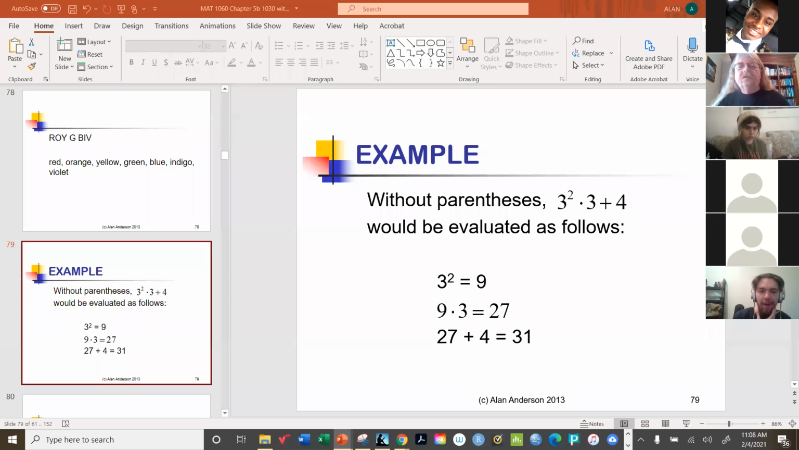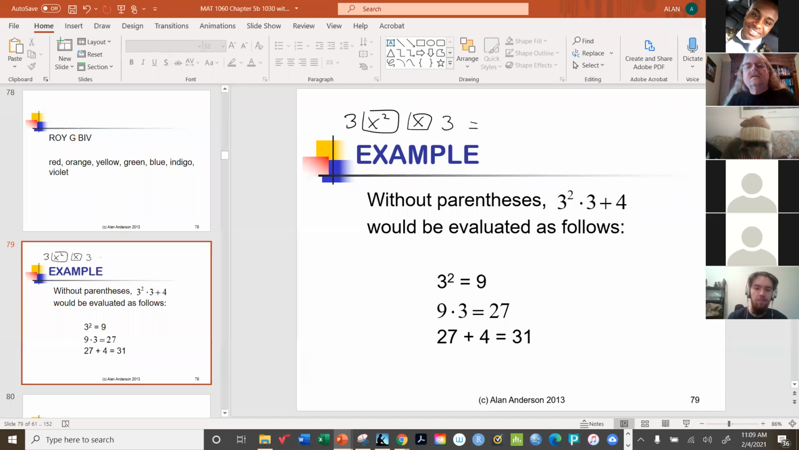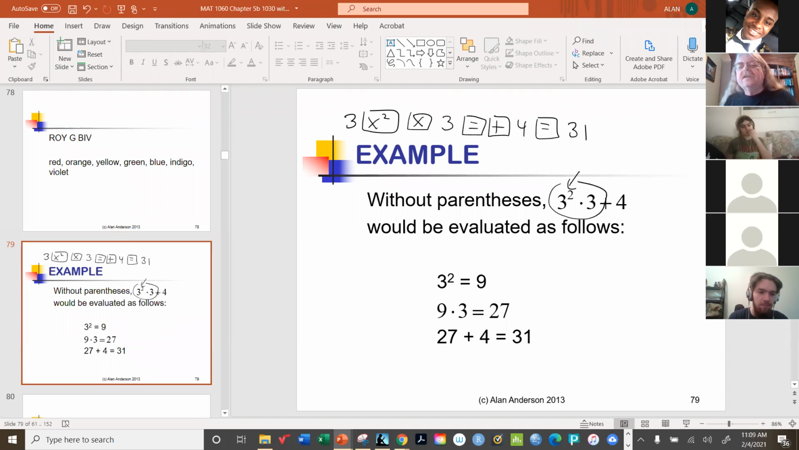You're going to type 3, then you hit the x squared button, and then you're going to say times 3 equals, plus 4 equals, and that should give you 31. Because we're doing this first, and then the multiplication is second, and then only at the end do you add the 4.